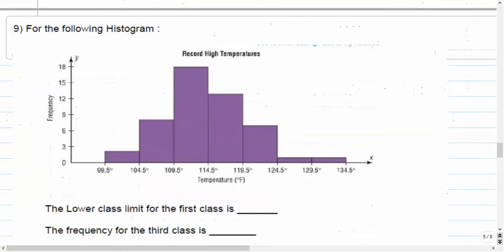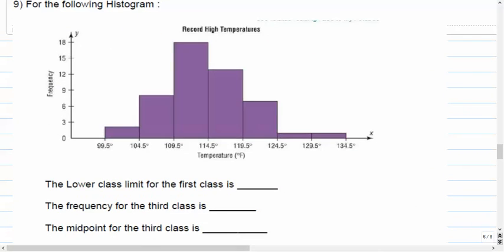The last question is we're going to look at a histogram and interpret its meaning or some of the facts about the histogram. All right. The lower class limit for the first class. Usually a histogram is given in terms of the class boundaries. The class boundaries are reduced by half. At least for us, that's going to be the situation. So the lower class boundary here is not 99.5, but I have to add back a half. That comes out to be 100.